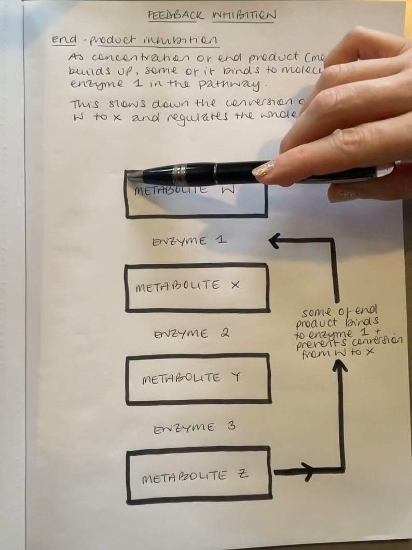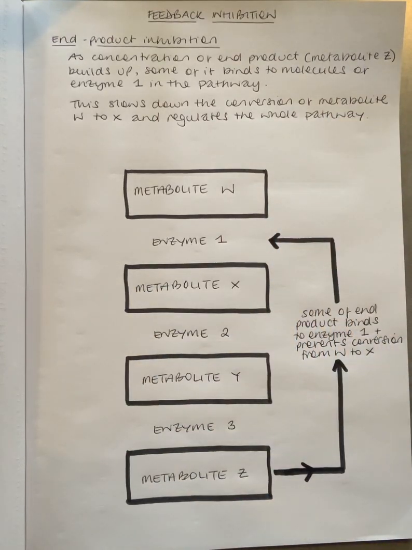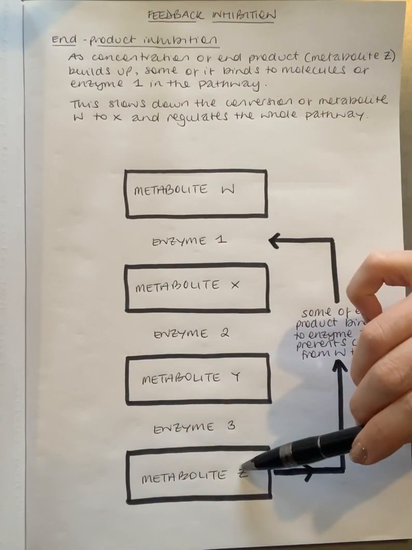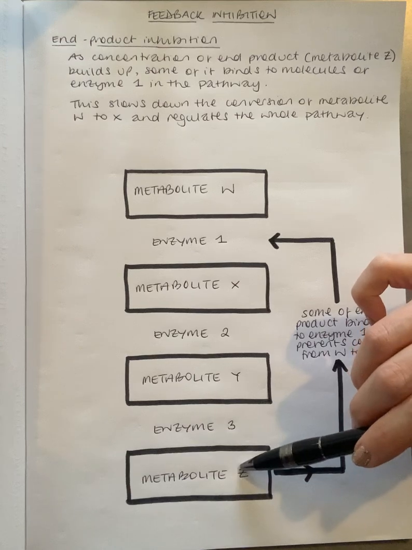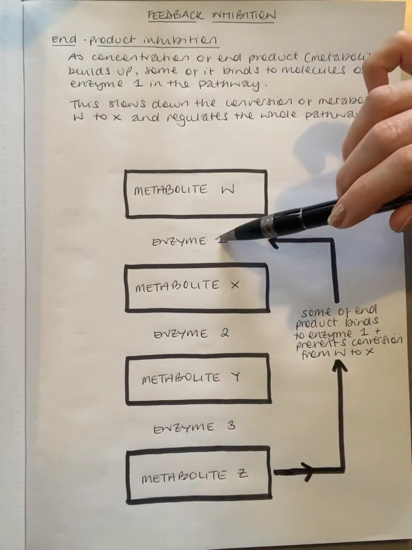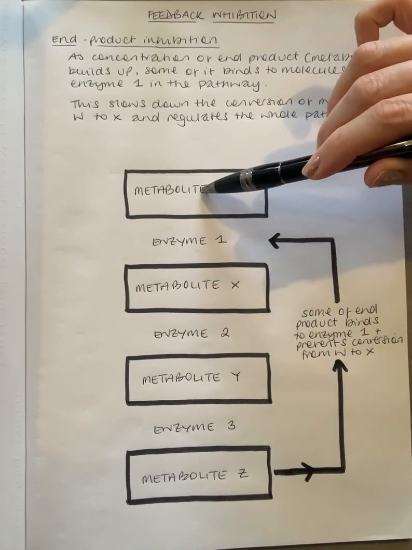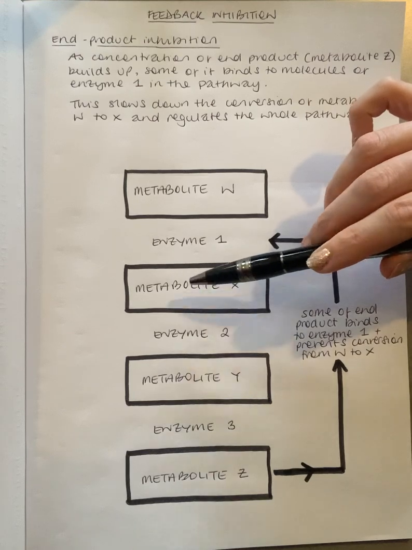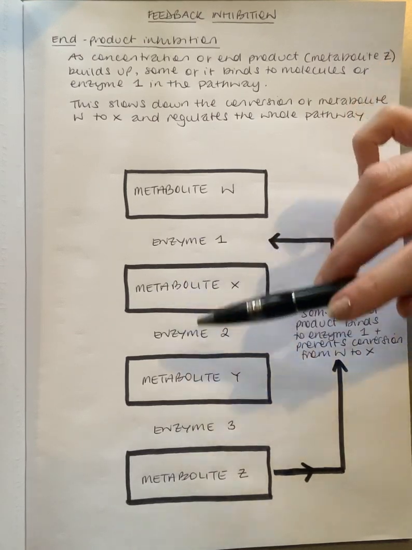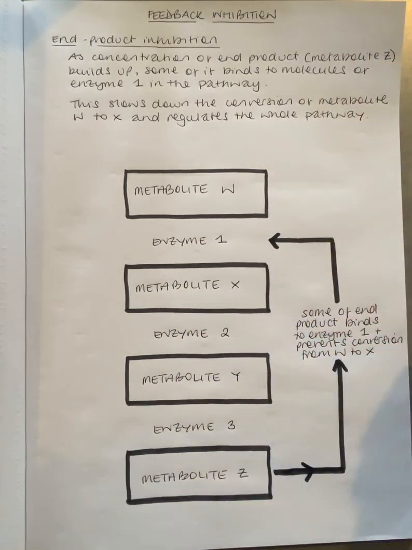So end product inhibition is when we have a large increase of a high concentration of end product, and we therefore inhibit enzyme 1 from converting the substrate, the original substrate, into the next intermediate or metabolite, and that therefore prevents the pathway from running.